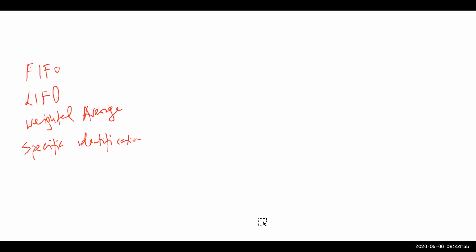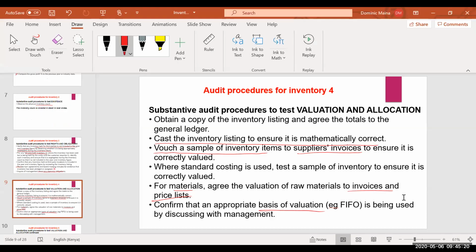Is it specific identification? Yes, specific identification. In that context, the client should be using specific identification. Therefore, as an auditor, confirm whether the inventory valuation basis the client is using is the appropriate valuation basis. That's what that particular point is telling us: ensure the client has used the appropriate basis for inventory valuation.